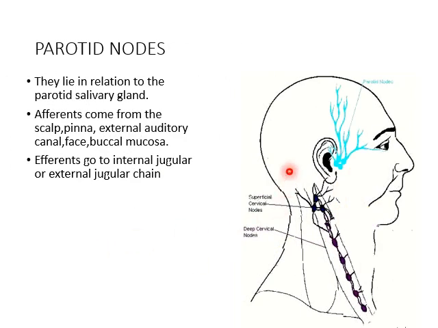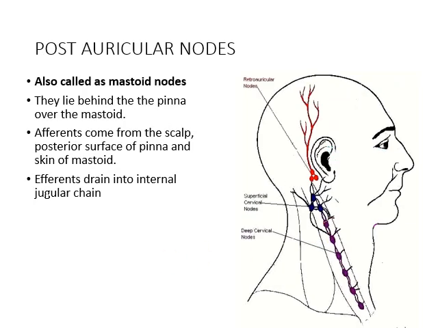And the parotid group of lymph nodes drain the scalp, the lateral part of the face, the buccal mucosa, and the lymphatics here go to the external jugular group of lymph nodes or the deep cervical group of lymph nodes. Posterior auricular group of lymph nodes drain the posterior part of the skull, the posterior surface of the pinna, and the skin of the mastoid, and the efferents go to the internal jugular chain. So you can see all these groups which we have studied till now, the efferents from those lymph nodes drain to the internal jugular chain.